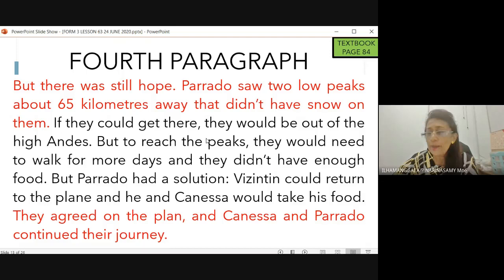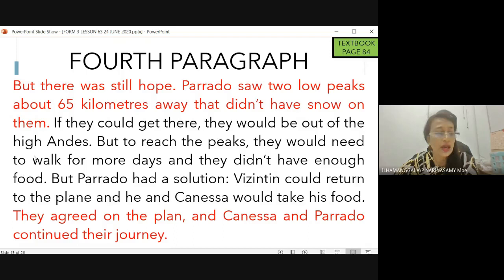What happened to Mitisha? Mitisha is so quiet. I've not heard Mitisha say a word. One, two, three, four. But to reach the peak, they would need to walk for more days and they didn't have enough food. Okay. Right. Parado could return to the, Vizinton could return to the plain. Okay. Line four, didn't have enough food. Okay. Didn't have enough food.